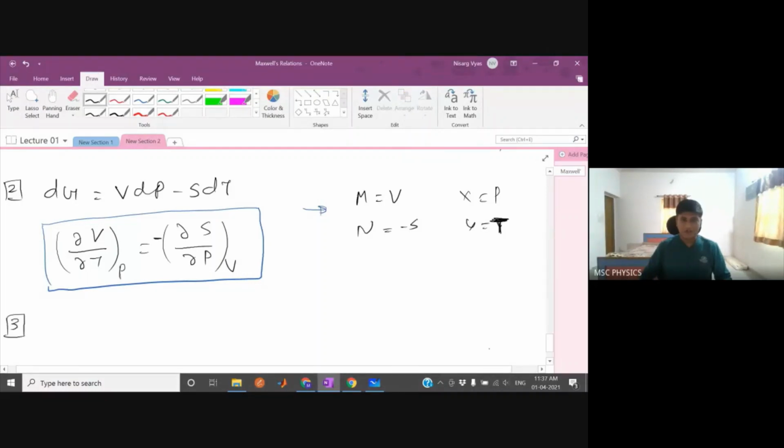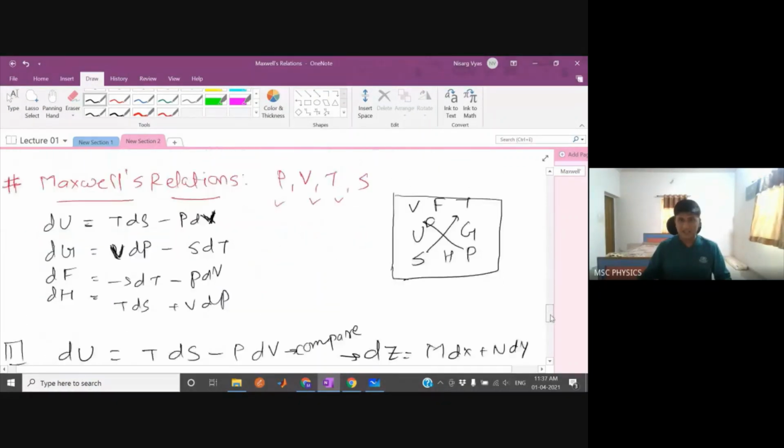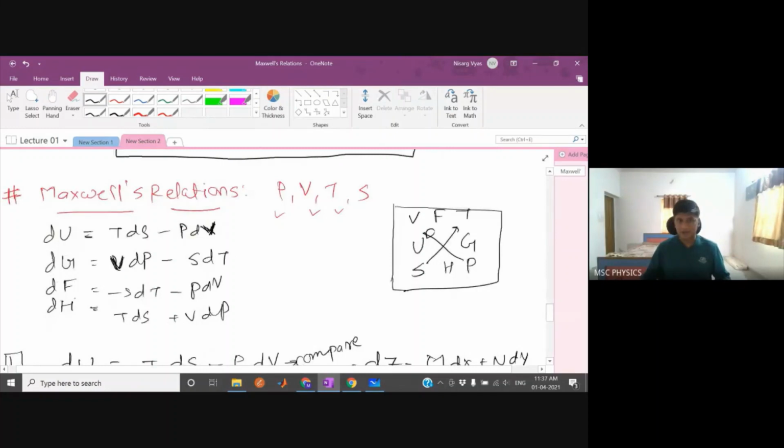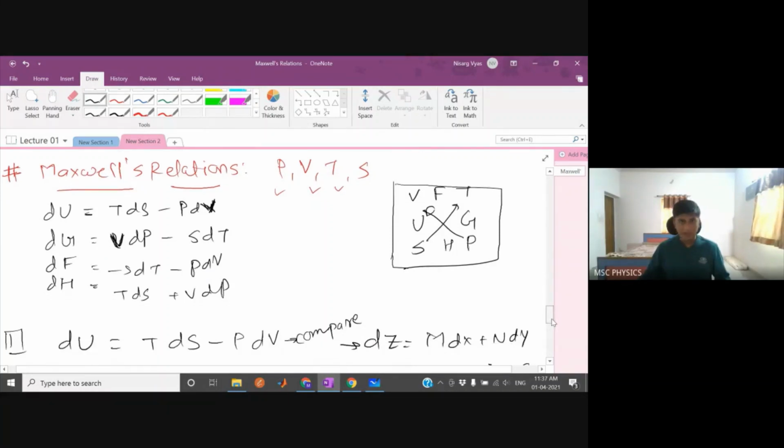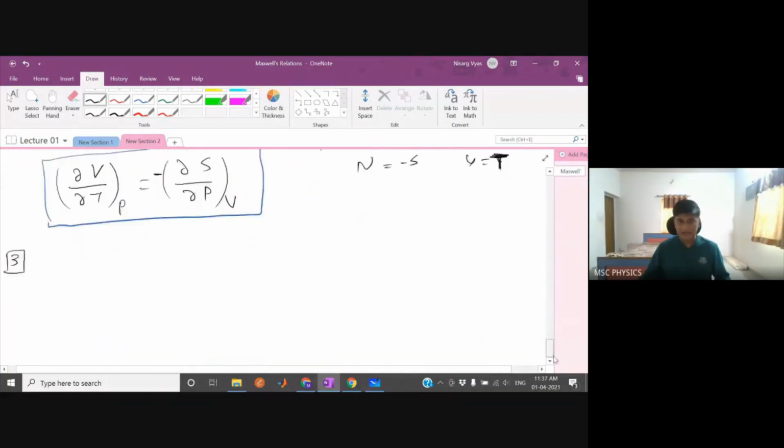So the third relation, which was, I don't remember these relations. I always write it from this thermodynamic square, so I have to see them again and again. dF equal to minus SdT minus PdV. So this is how you write dF. Now you can write it like this, so the next thermodynamic relation.